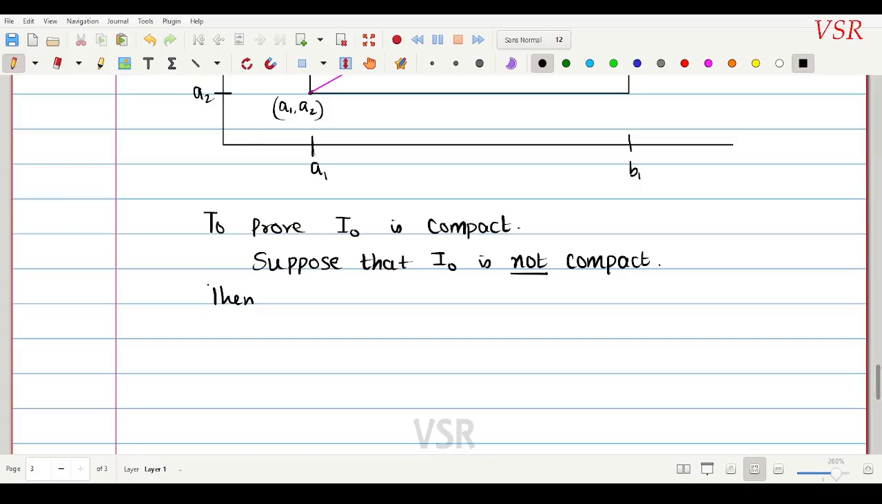there is an open cover. I call it V alpha, or here we can call it U alpha, no problem. So we have U alpha where alpha belongs to some index set, which I call J, since I is already used. For some open cover of I naught, an open cover of I naught.